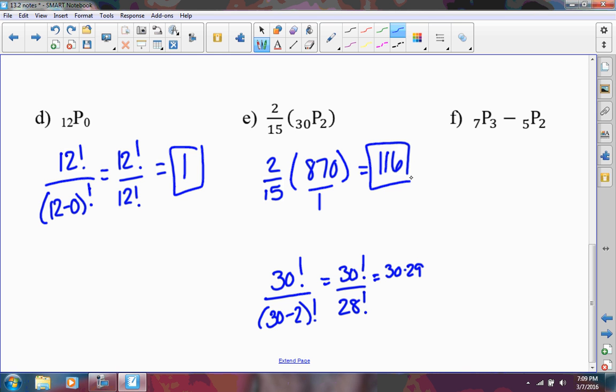And then for part F, we just have 2 permutations here that we're subtracting. So 7 permutation 3, that will be 210 when you type that into your calculator. And then 5 permutation 2, that's going to be 20. And then you can subtract them afterwards and get 190. Now, depending on the type of calculator you have, you might be able to type in the expression or the subtraction problem just as it looks here. And the calculator might give you 190 directly, but there's no shame in evaluating one part, evaluating the other part, and then subtracting them afterwards.